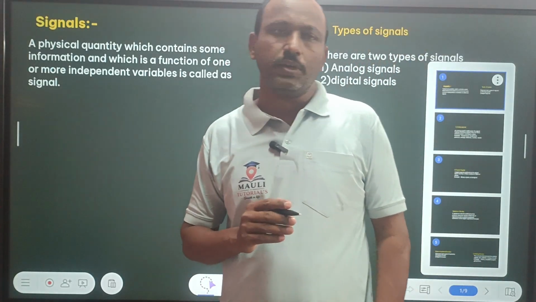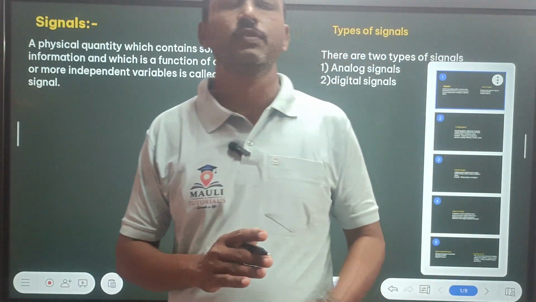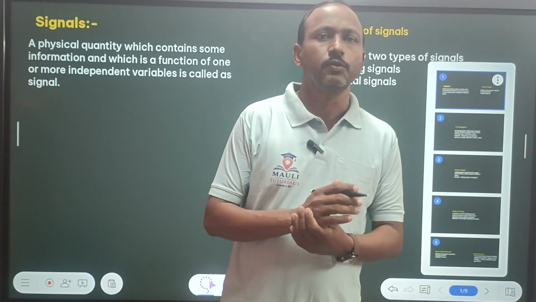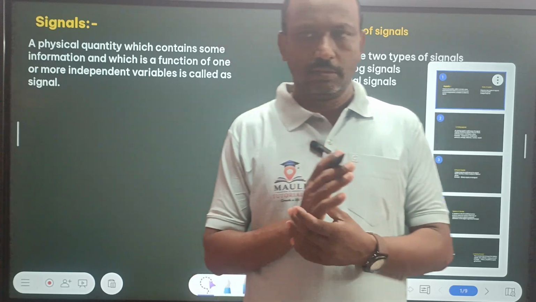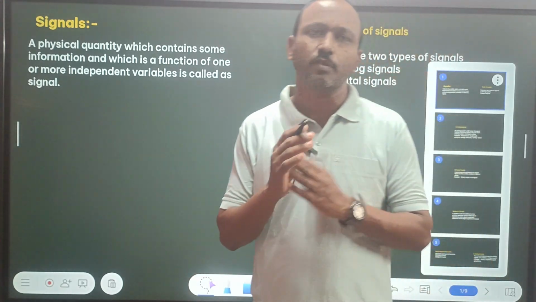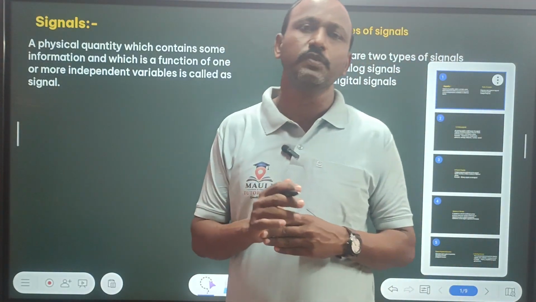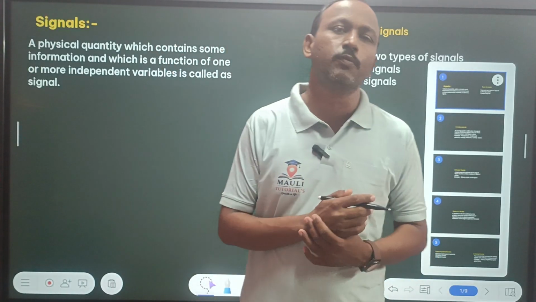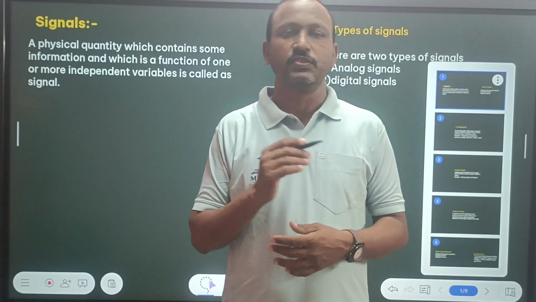Signal is a physical quantity which has some information and which is a function of one or more independent variables. If we consider any physical quantity which contains some information and which can be represented by using one or more independent variables, then that type of physical quantity is called a signal.